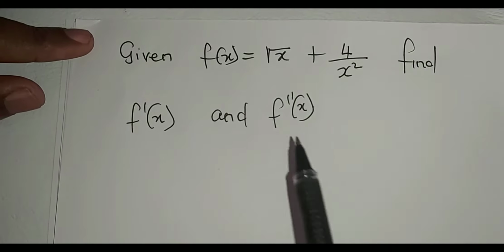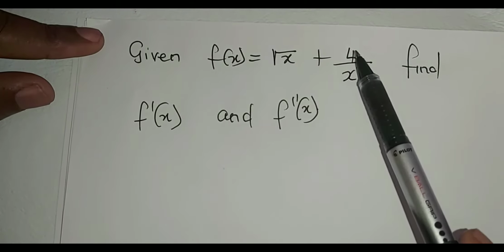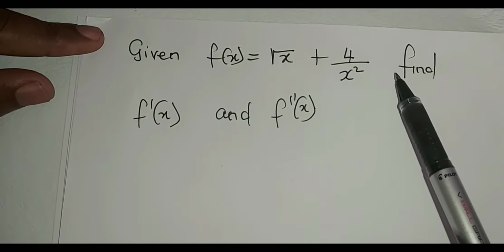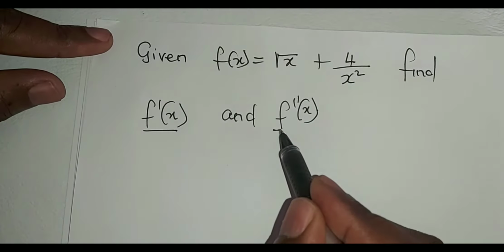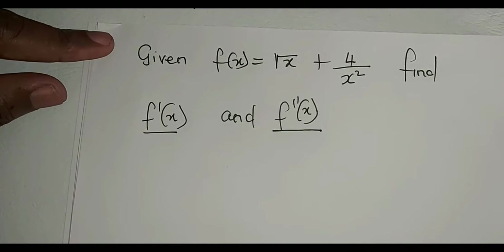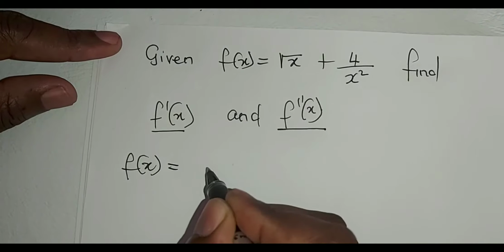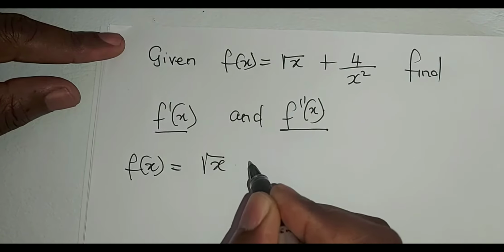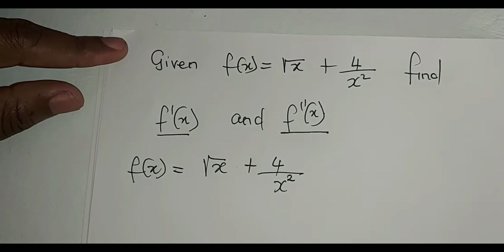Right, here we are given that f of x is equal to the square root of x plus 4 over x squared. All we need to do is find f dash, and we must also find f dash dash. This means the second derivative. So here we have f of x equals the square root of x plus 4 over x squared.